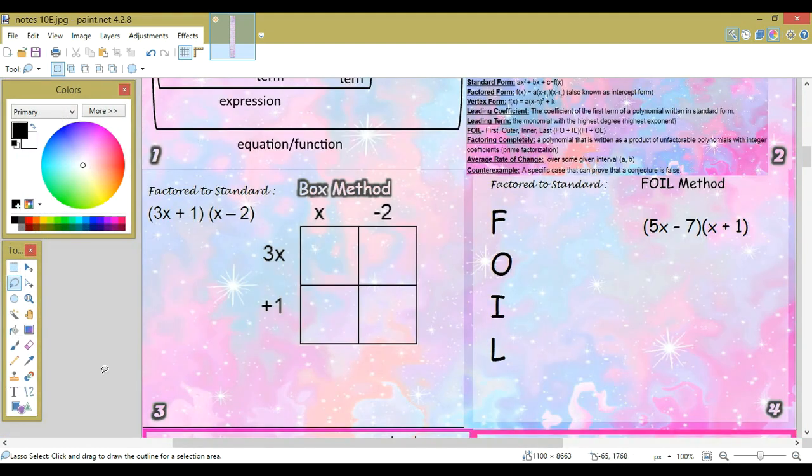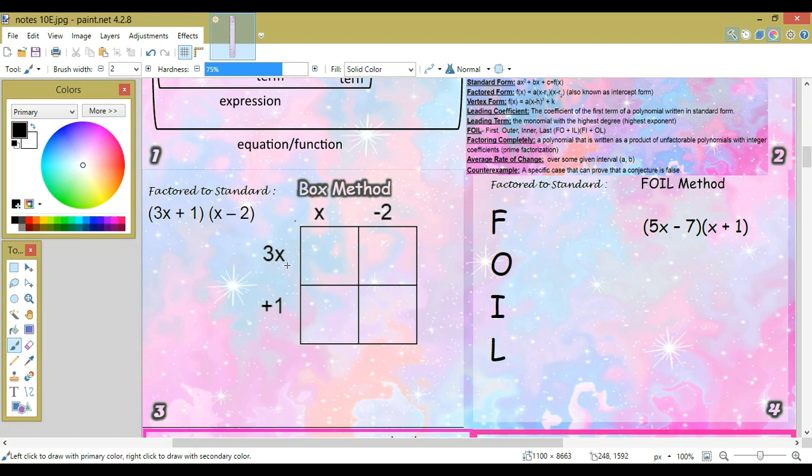Page 3. This is the box method. We have two binomials being multiplied together. One way we can show our work to find the answer is to do the box method. So we take our first binomial, 3x plus 1, and put it on the side of the square. And then we take our other binomial, x minus 2, and we put it along the top of the box. From here, we're going to multiply.